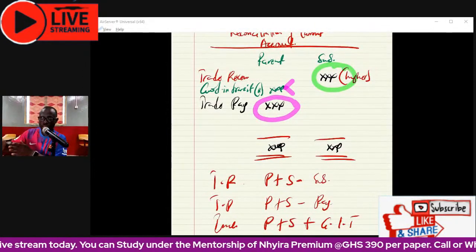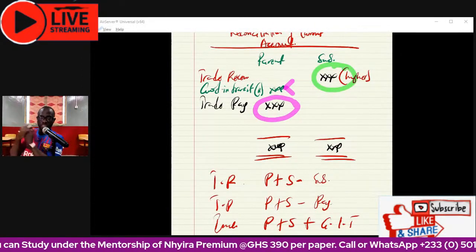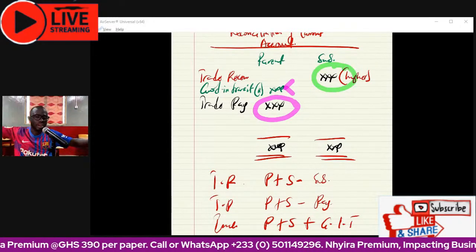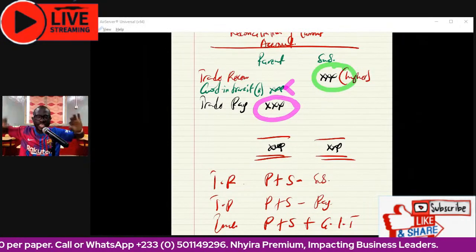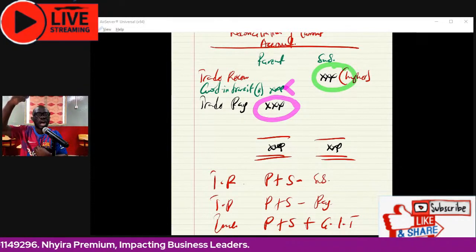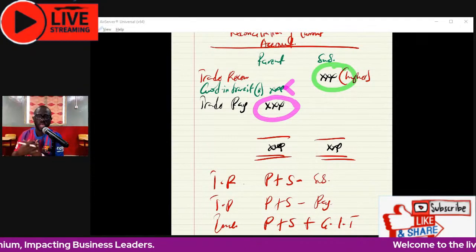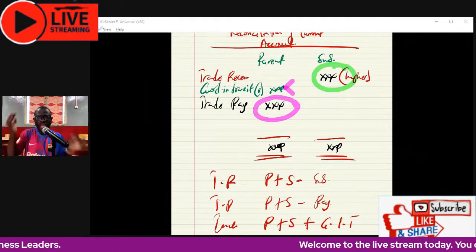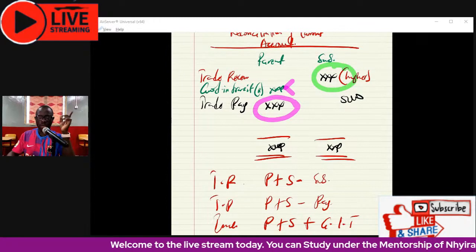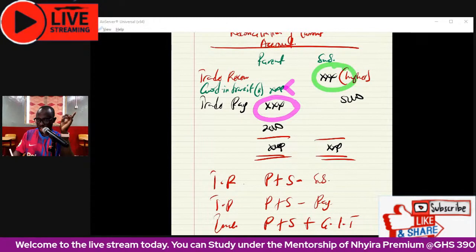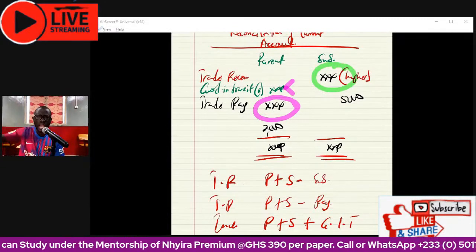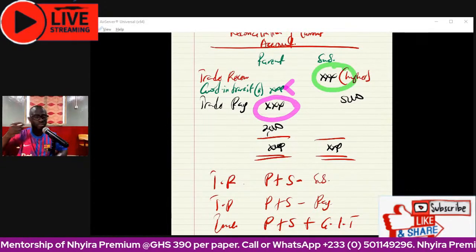So we are assuming that the parent is buying from the subsidiary. In the parent's books, they have trade payables. In the subsidiary's books, they will have trade receivables. Ideally, how much I owe you should be how much you have in your books as receivable from me. But sometimes the figures will be different. The subsidiary may be having in their books 5,000, whilst the parent is having in their books 2,000. So whilst the parent thinks they owe the subsidiary 2,000, the subsidiary says the parent owes them 5,000.